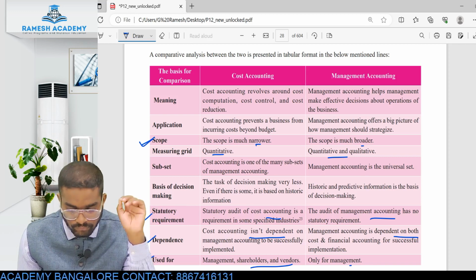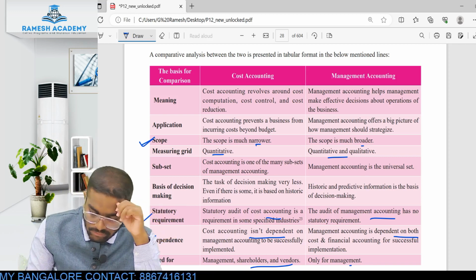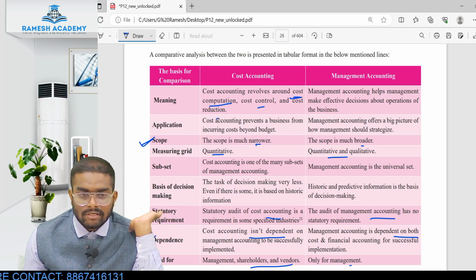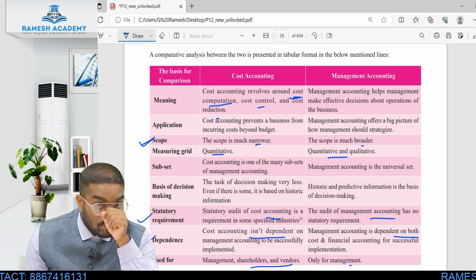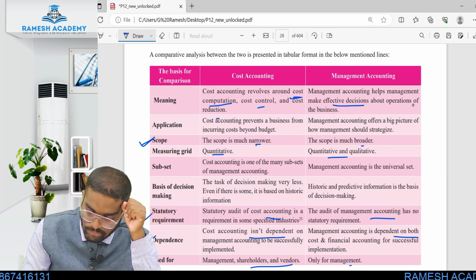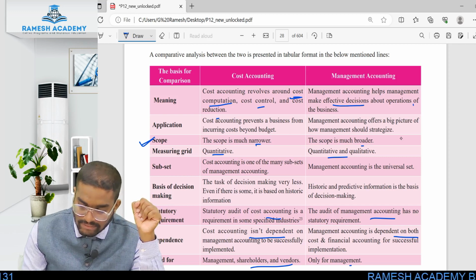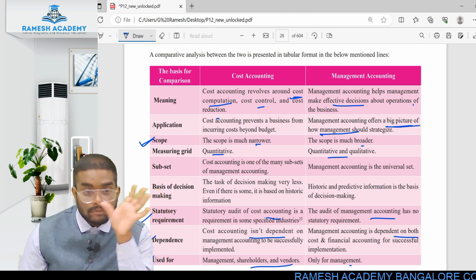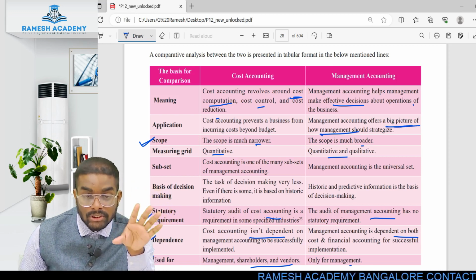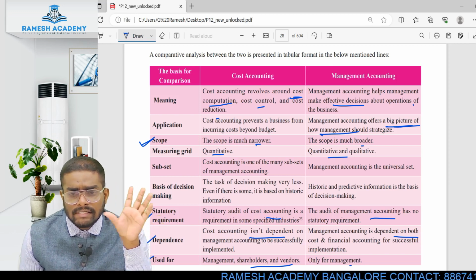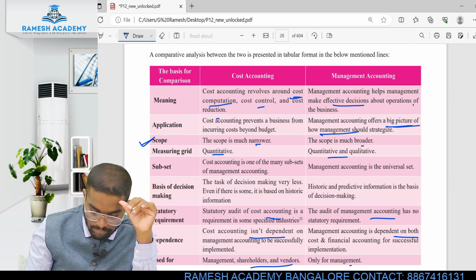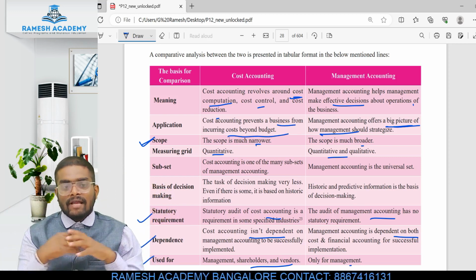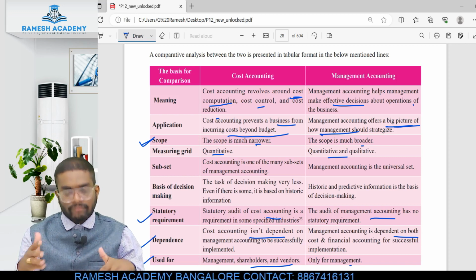So what is cost accounting? As I told earlier, it is only concerned with cost computation, reduction and control. It is not concerned about any other things. But management accounting helps in decision making. So this point is same. See, applications. As I told earlier, management accounting offers a bigger picture. It takes into consideration financial plus costing. That's the reason it has a larger picture. But cost accounting prevents a business from incurring costs beyond the budget. There will be a certain budget, and we have to be within the budget.